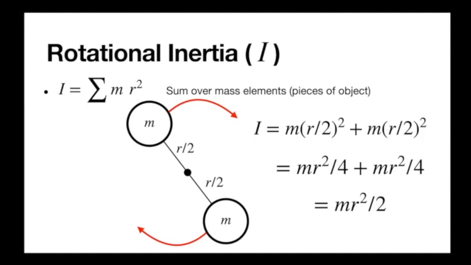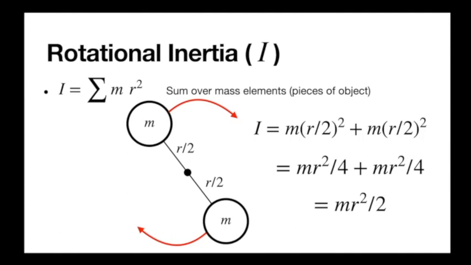So even though this object, this dumbbell, has twice the mass of the system we saw before, which is one mass m a distance r away, even though this is heavier, with this configuration and this axis of rotation, it has a smaller rotational inertia. So it's easier to rotate this than it is to rotate that other system with one mass a distance r away.